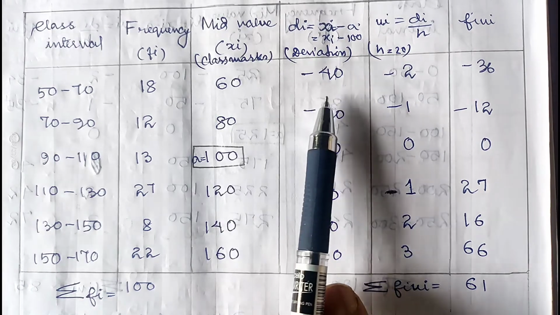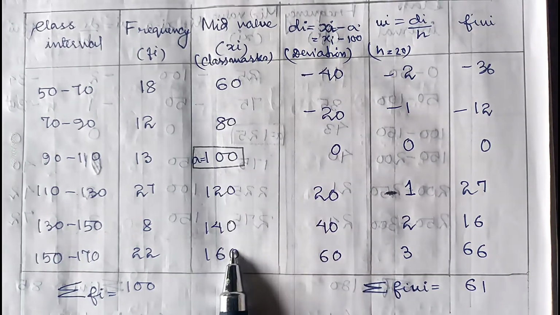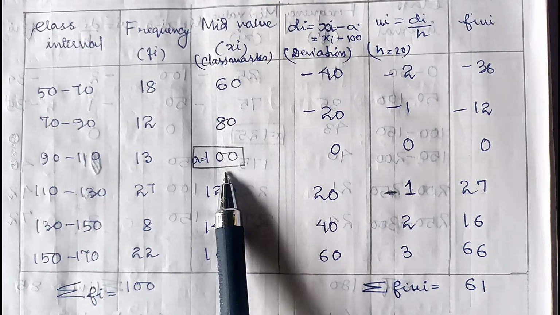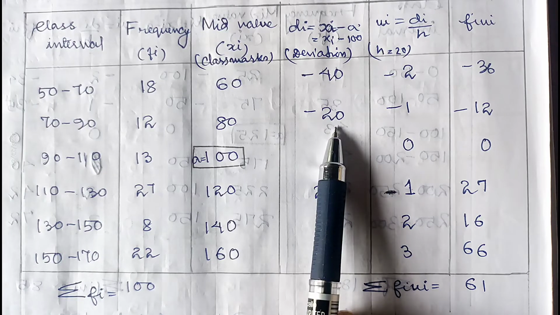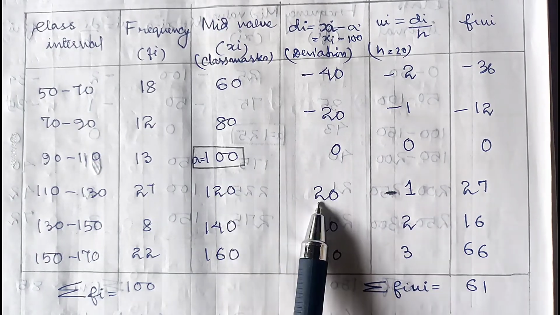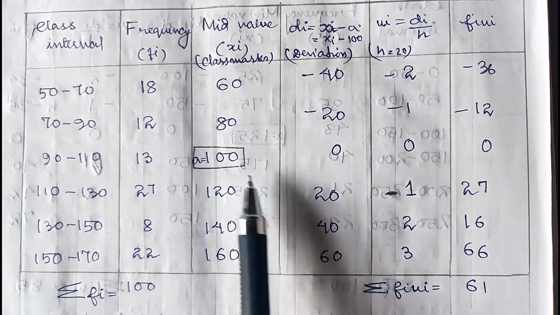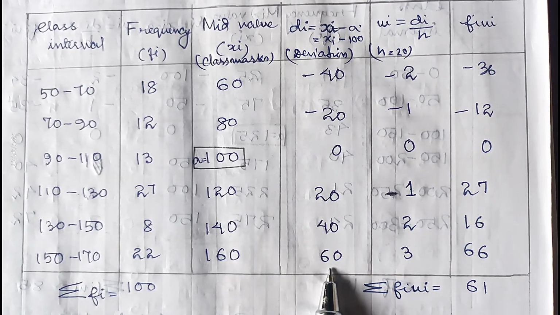Now in the next part, in the deviation, we have to subtract 100 from all the class marks. So 60 minus 100 will be minus 40, 80 minus 100, minus 20, 100 minus 100, 0, 120 minus 100, 20, 140 minus 100, 40, and 160 minus 100, 60.